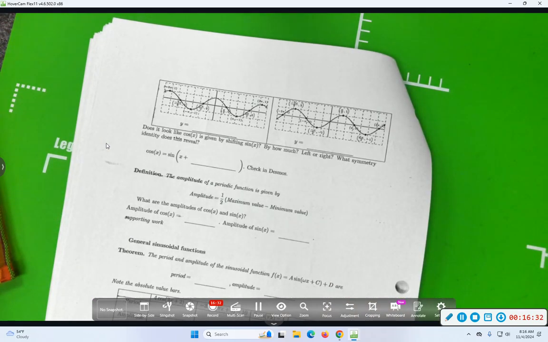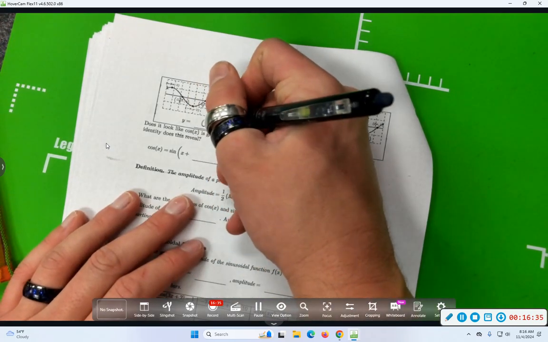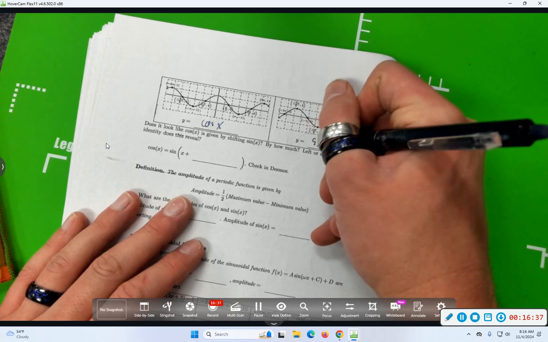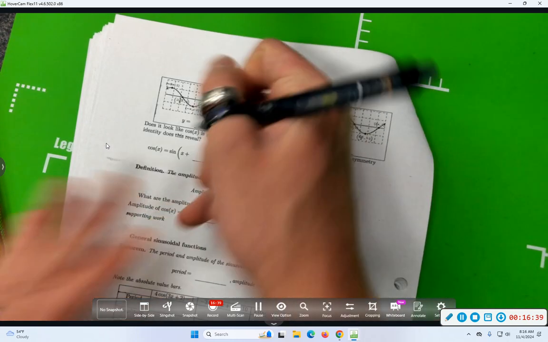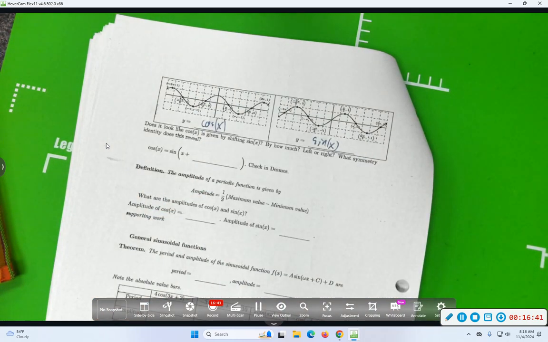So, based on the previous page, there's the graph of cosine of x and the graph of sine of x. And here's one more observation I want to make right here. Do those two graphs look pretty similar to each other? Yeah, the sine of x is cosine of x just moved over a little bit. But let's try to figure out why.